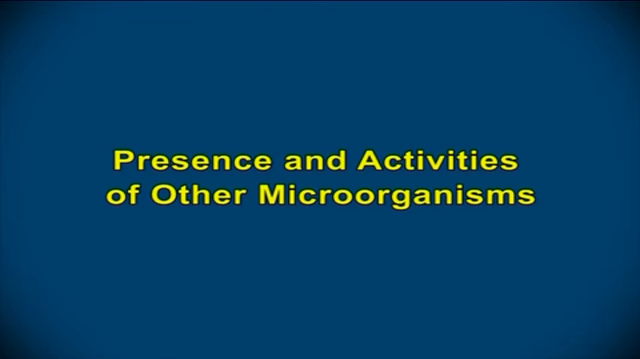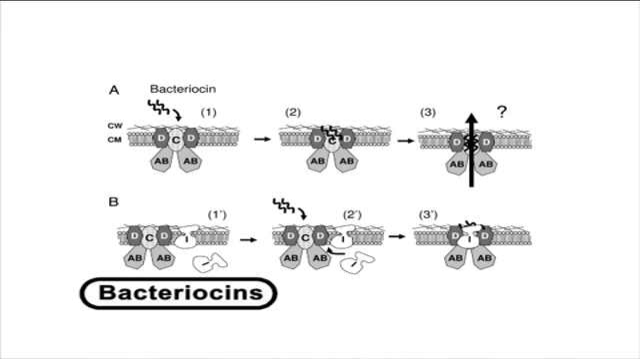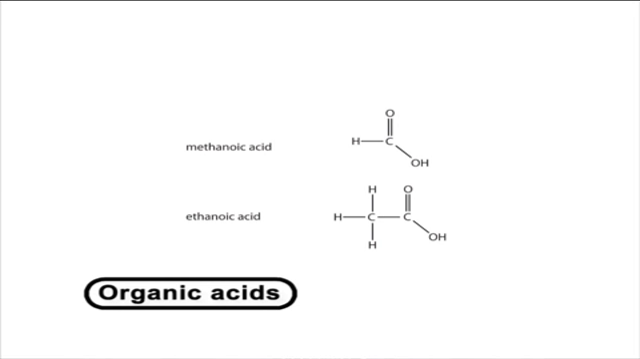Presence and activities of other microorganisms. Some foodborne organisms produce substances that are either inhibitory or lethal to others. These include antibiotics, bacteriocins, hydrogen peroxide, and organic acids.